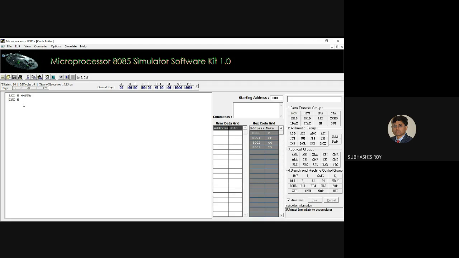So what will you get? 1 plus F is 0 with carry, 1 plus 4 is 5, so 4500. That is the operation happening here. But if I use INR L, will I get the same result? No, you are getting 4400, because it will not affect the content of H. But that should be affected if you consider a 16 bit number. So whenever you are considering a 16 bit number, you have to use the INX instruction.